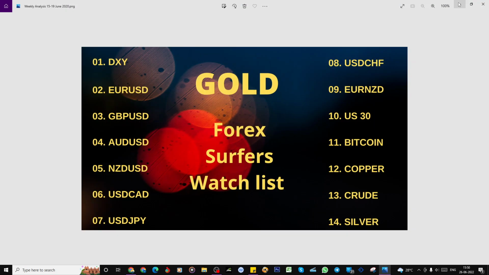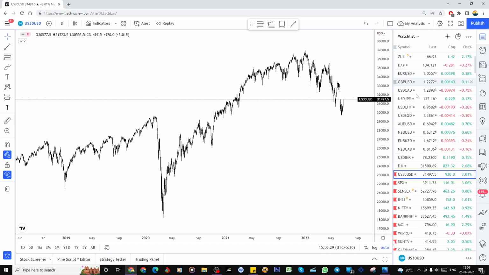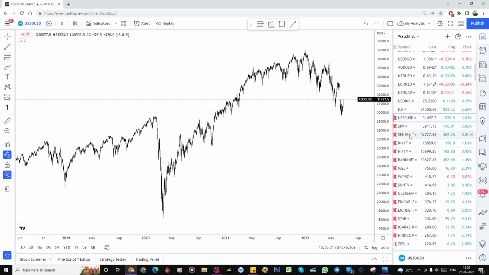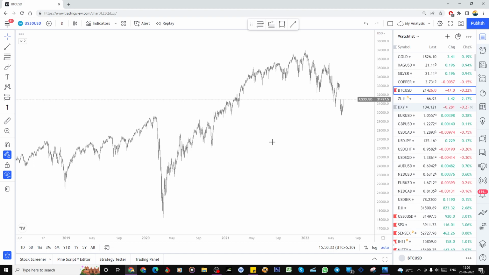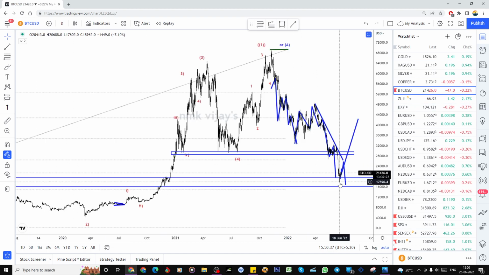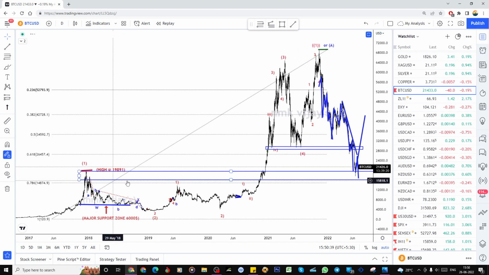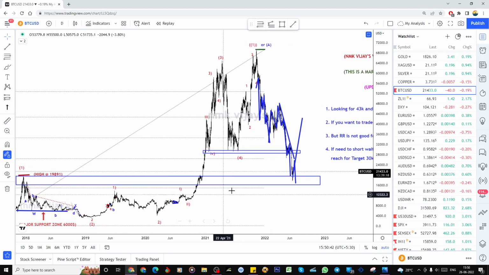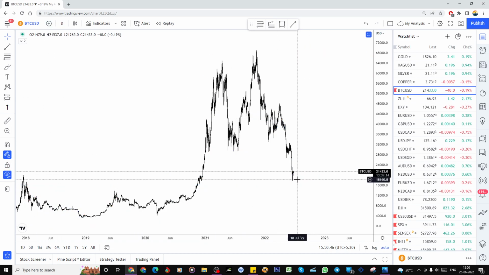US30 completed. Next is Bitcoin. So Bitcoin, it's already reached that zone of mine, right? One second, look at this, I already measured this, right? And we already marked it, and it came down. That's it. So now what happened? Again it can retest this broken zone, or from here also it can come to the downside. Again it can keep on extending.